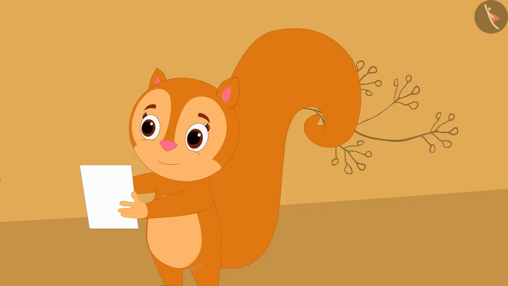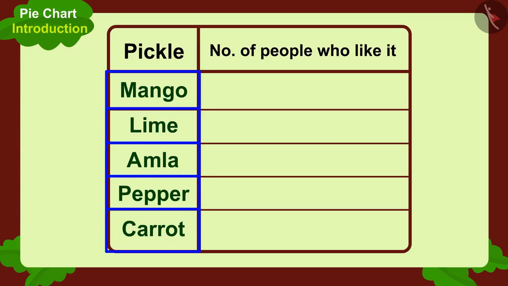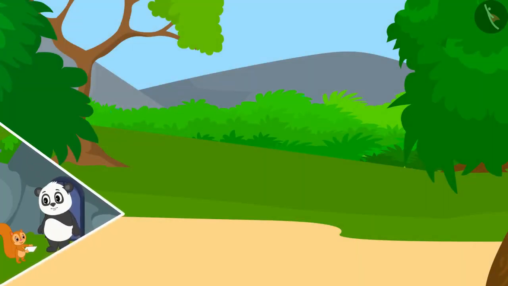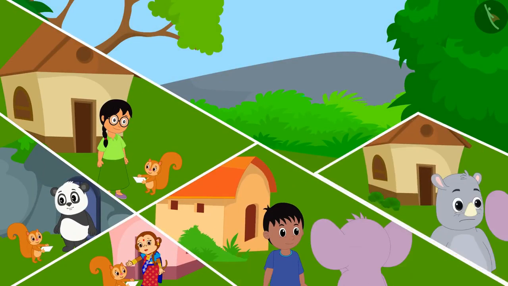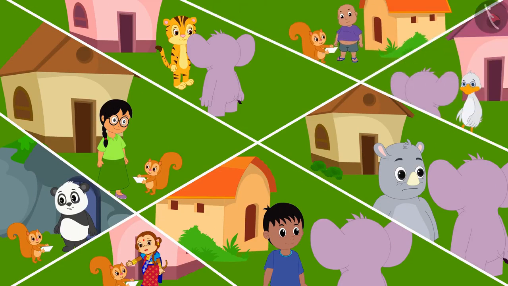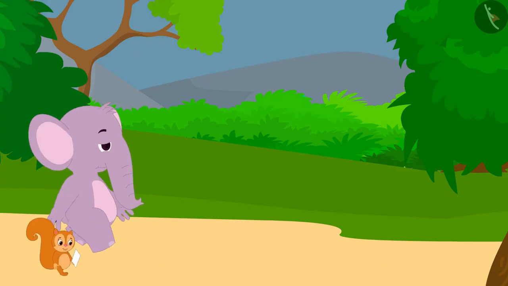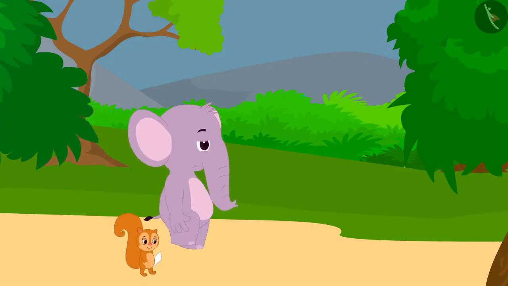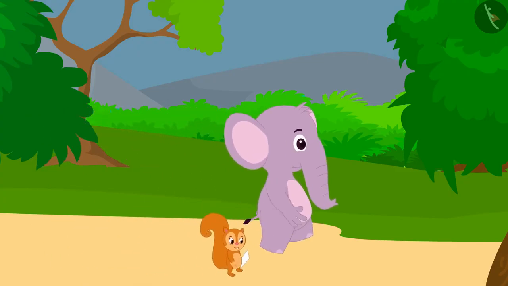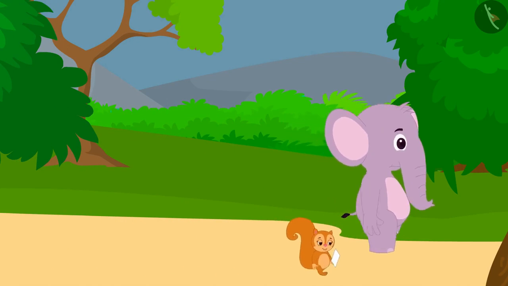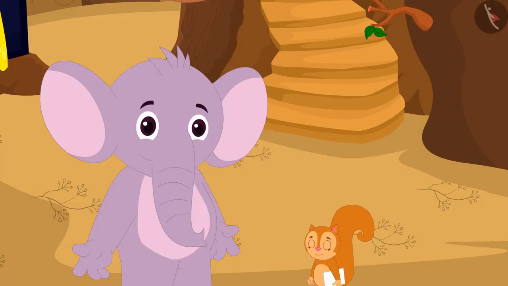Then we will write the number of people who like that pickle in this table. Chanda and Appu go to people's homes to find out which pickle people like. By the end of the day, they completed their table by asking 100 people their choice. They returned to Chanda's house.